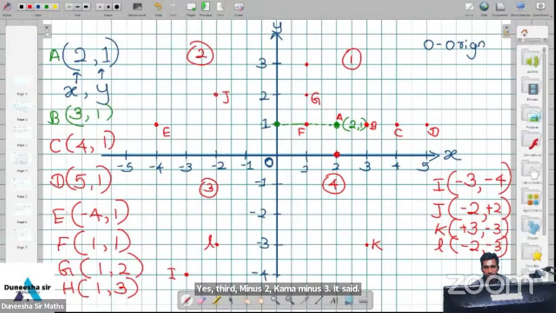Okay. Did you get all these regions? How many coordinates did we plot on the Cartesian plane? How much is it? 12. Yes, 12 coordinates we plotted on the Cartesian plane.